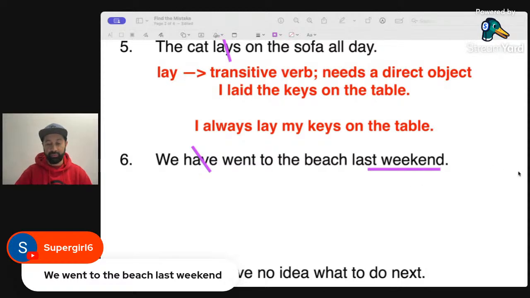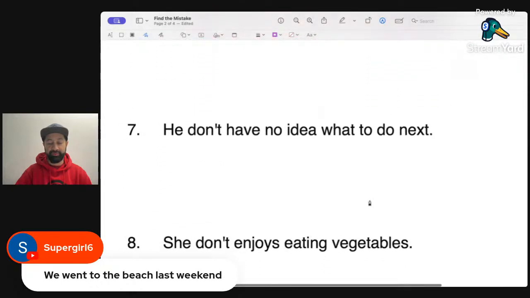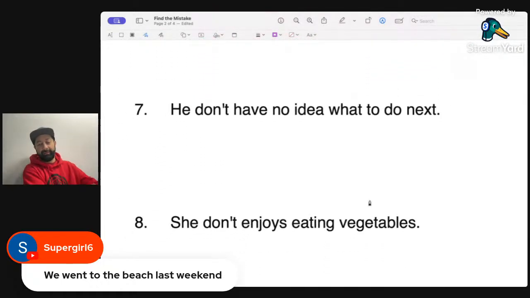All right, so let's move to number 7. It says, he don't have no idea what to do next. Is it correct? Is it incorrect? If it's incorrect, what is the fix? How do you fix this sentence?